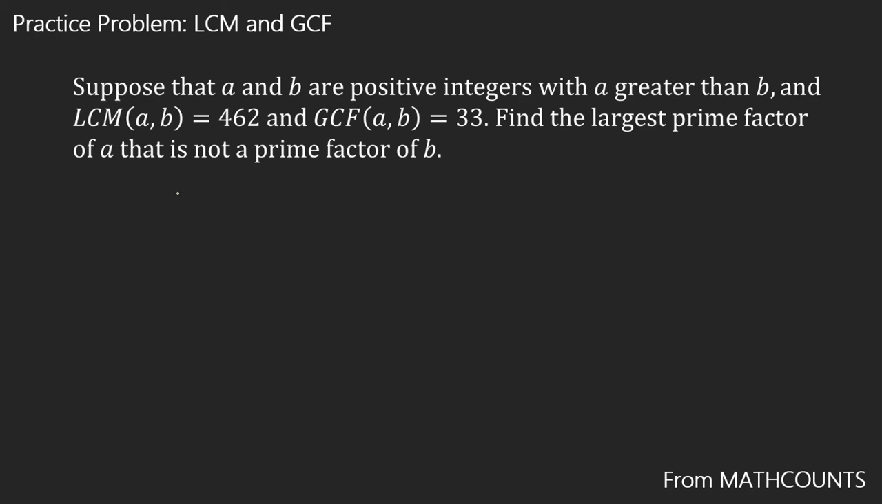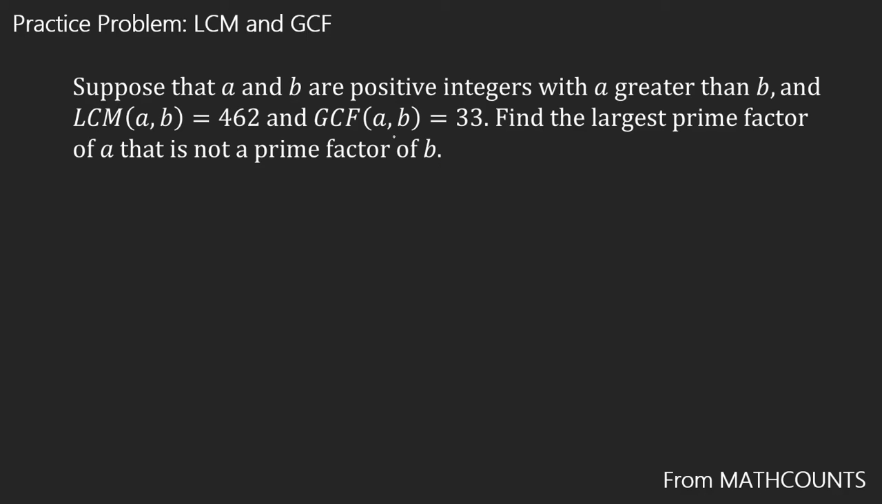Let's take a look at our last practice problem. Suppose a and b are positive integers with a greater than b, and the LCM of a and b is equal to 462, and the GCF between them is 33. Find the largest prime factor of a that is not a prime factor of b. Okay. So there are a handful of conditions and constraints in this problem. Let's first straighten them out.